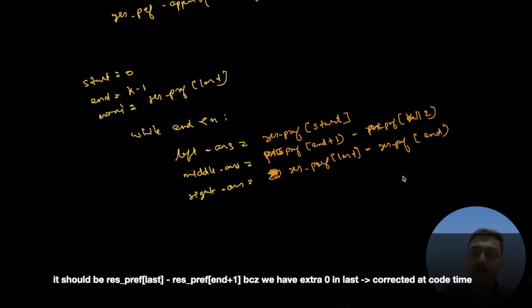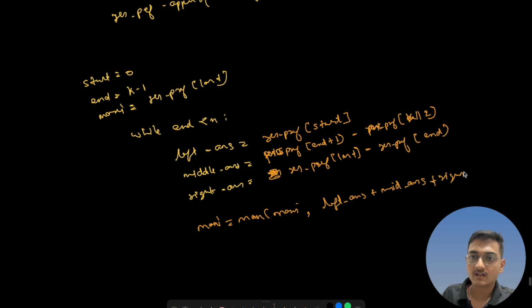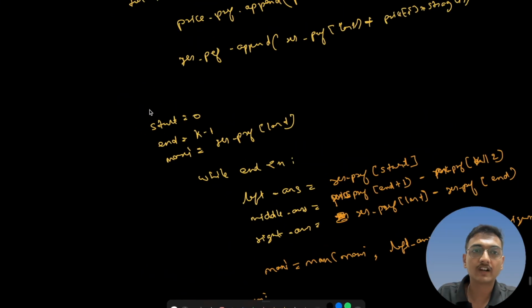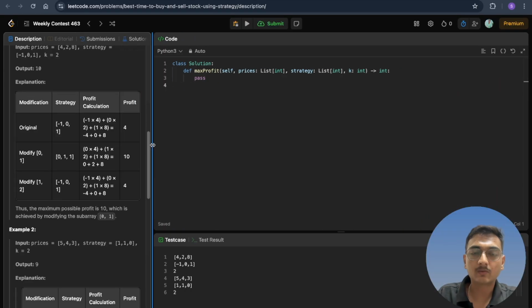And in the last I need to keep checking for my maxi. So maxi equals max of maxi, comma, left answer plus middle answer plus right answer. And I will be done. In the last I can definitely return maxi. So I hope you got it. This part may take you a little time, but once you understand the problem well, you can definitely implement this sliding window and the prefix suffix logic. So let's try to code this up quickly.